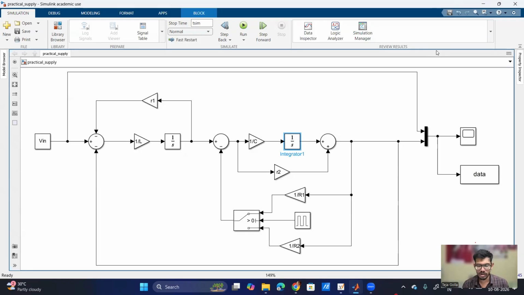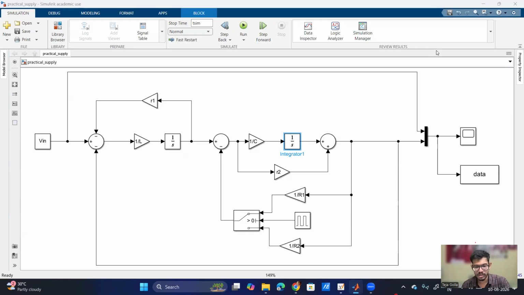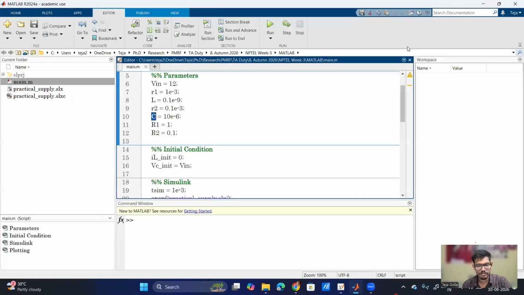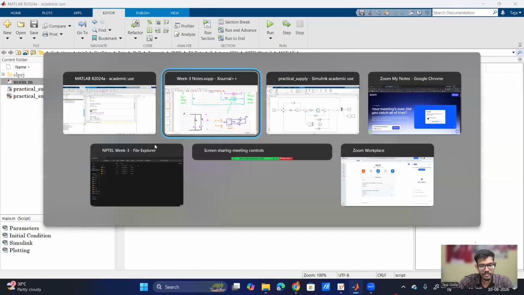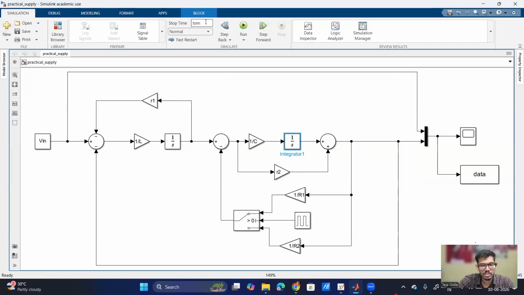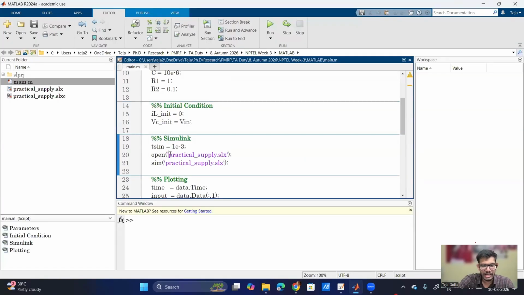Even if you start from far, it will take some time to get there, but you are free to choose any value. I have chosen the capacitor voltage as V input so that it will immediately reach the steady state. I don't want to see the transient. And then for the Simulink time, I have given tsim, which I have mentioned over here as the stop time. So I am giving this tsim, which I have defined over here, and then I am opening the Simulink model.